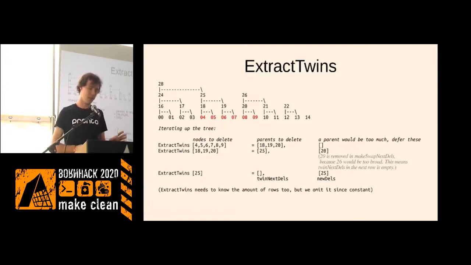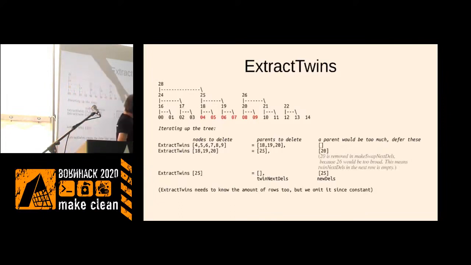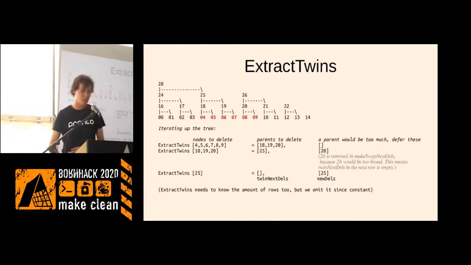extract twins. It's not very large, I don't have the code here because I don't want to go into the minor details, but it's very simple. Everything's open source, and this is basically just pasted from my GHCI prompt. You can see it takes a bunch of nodes, and then it gives some nodes on the upper row that would be the parents, right? So if you delete 4 to 9, you will be deleting 18, 19, 20. That's what the first row shows of extract twins. Then you iterate up the tree, and then at the end, that's 20 and 25, and you can see that in the tree, it's very easy.